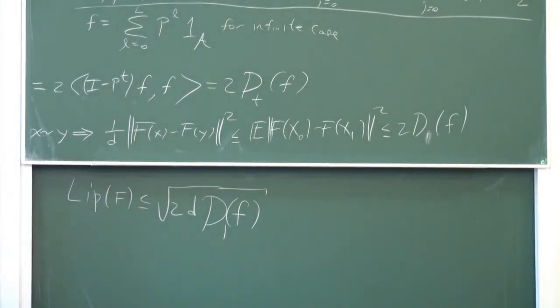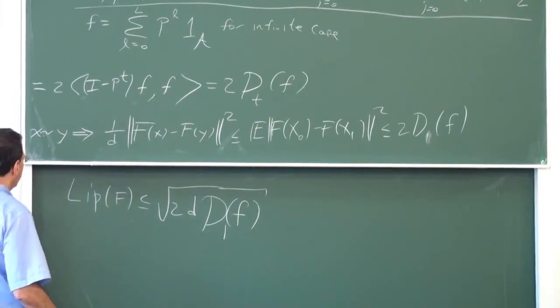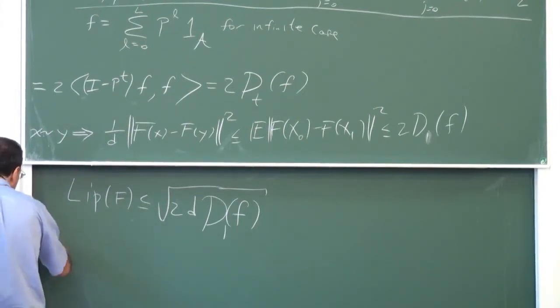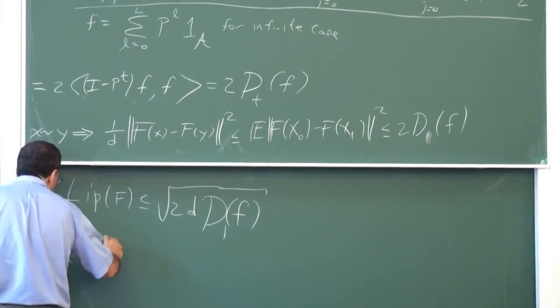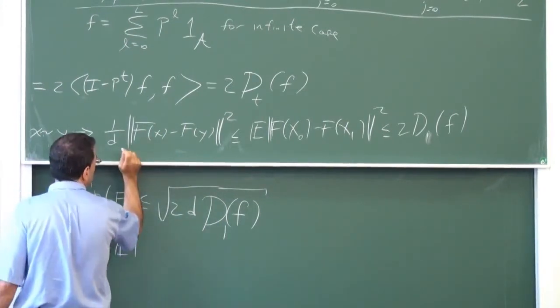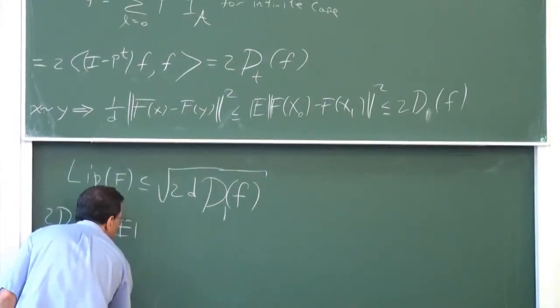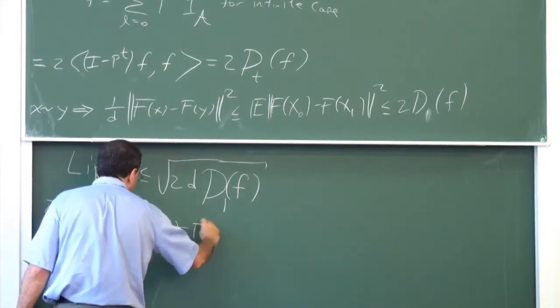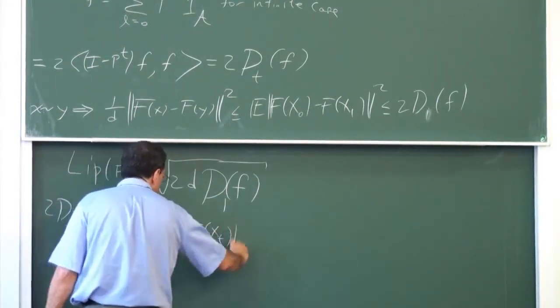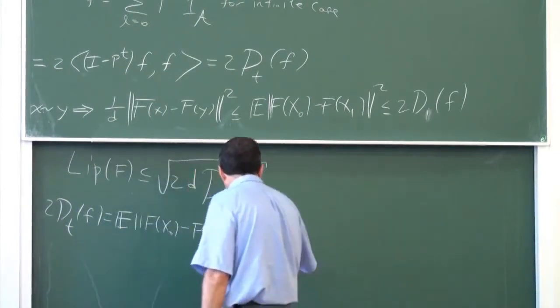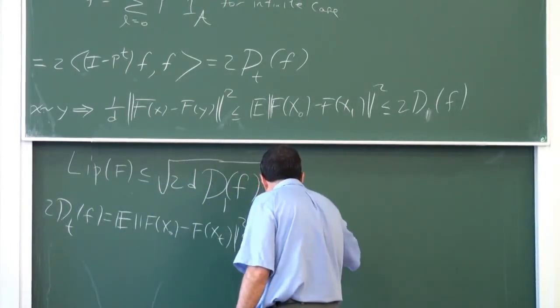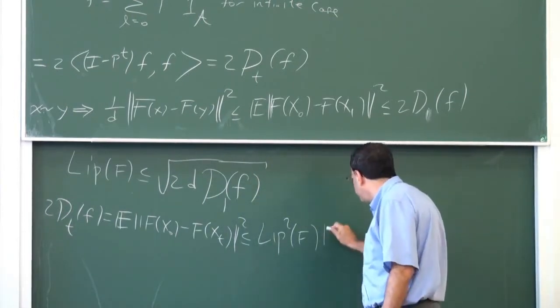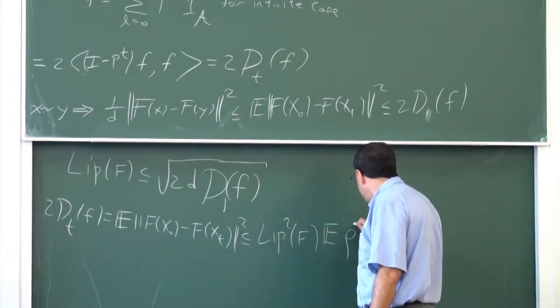And now we are just going to plug it into this calculation here. So in the calculation here, let's start that calculation from the other side and say we know that 2 d_t of f is equal to the expectation of the norm of f of x0 minus f of xt squared. This itself is less than the Lipschitz constant of f squared multiplied by the expectation of the distance squared.